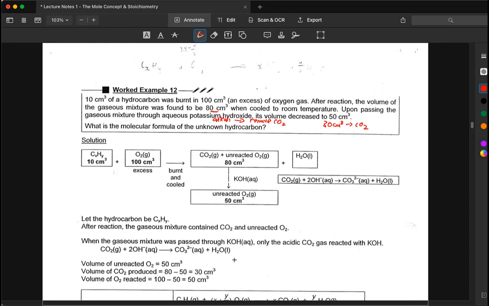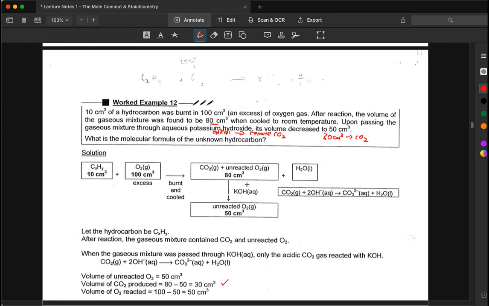Yep, I did this already. So you don't need to write this equation. This is just to help you understand what is going on when CO2 is absorbed by the potassium hydroxide. So this is the ionic equation that represents what happened. So the volume of oxygen reacted was 50 cm³.